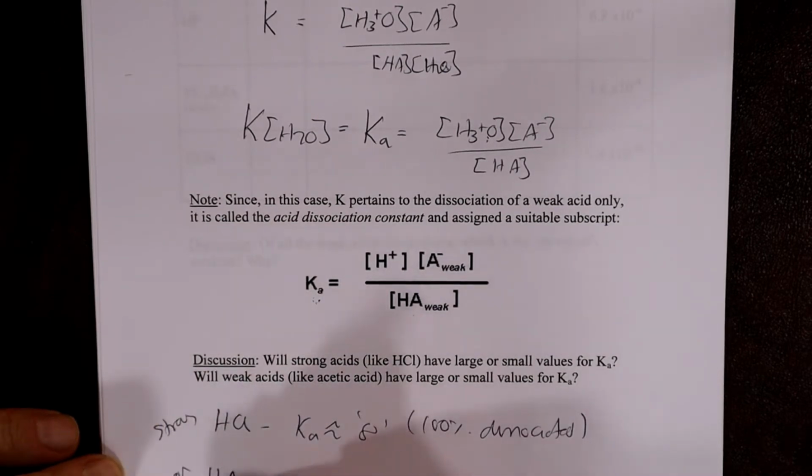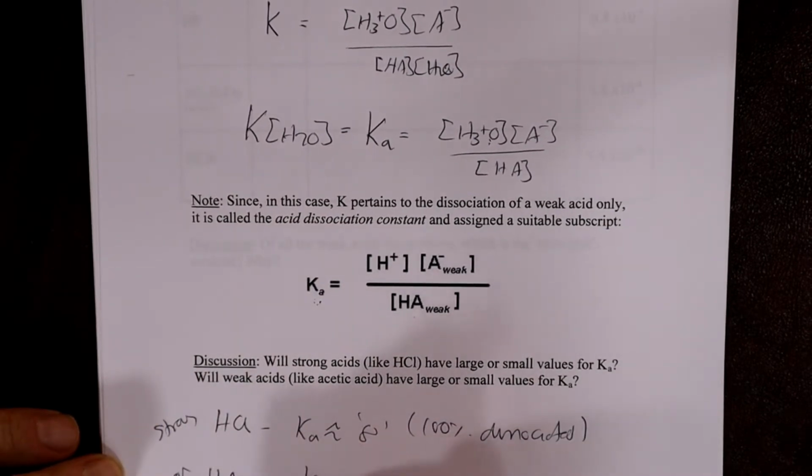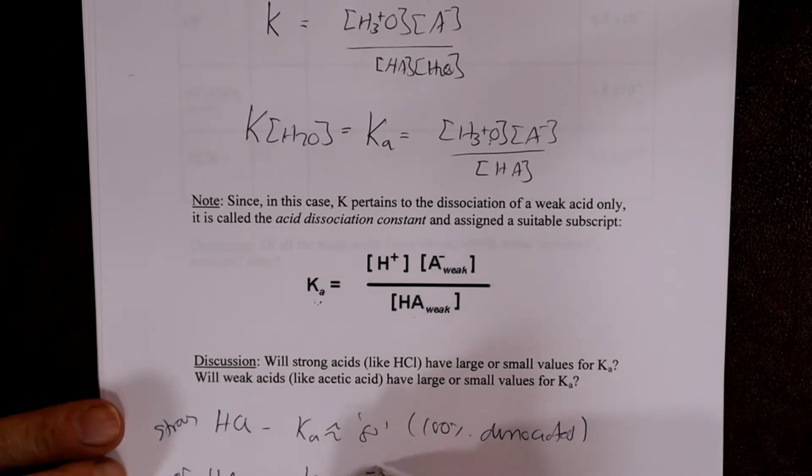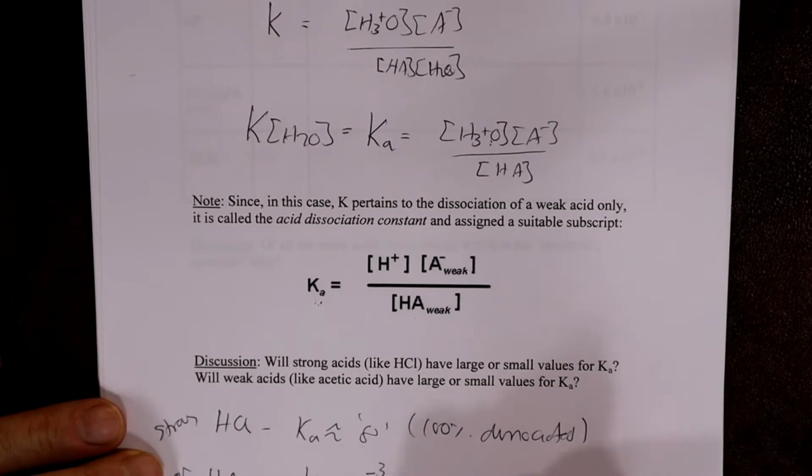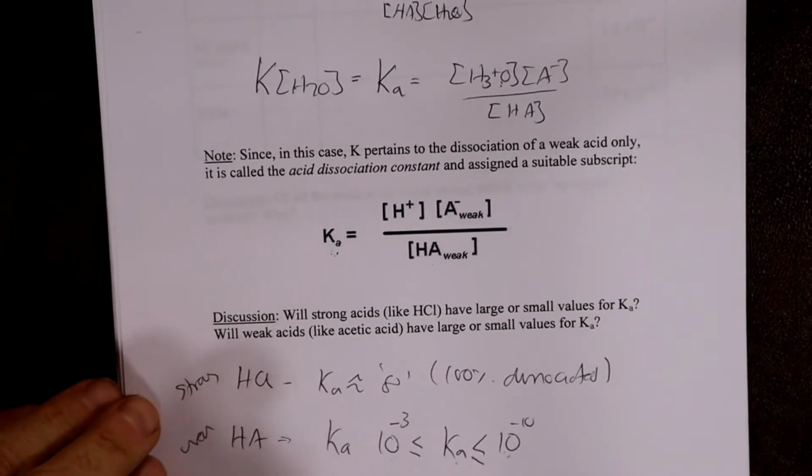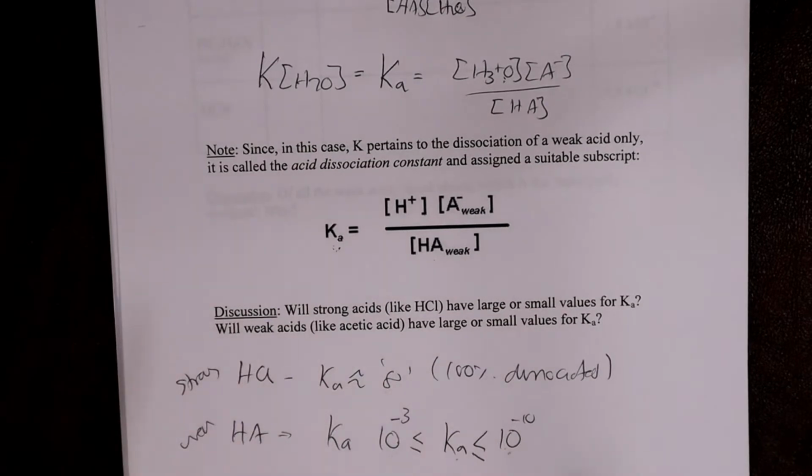Weak, Ka is in a measurable range, and it's small. It's a little bit of product. It's between 10 to the minus 3 and 10 to the minus 10. So the ratio of products to reactants is between 1,000th and 1/10 billionth. Okay, so 10 to the minus 3, 10 to the minus 10. There we go.